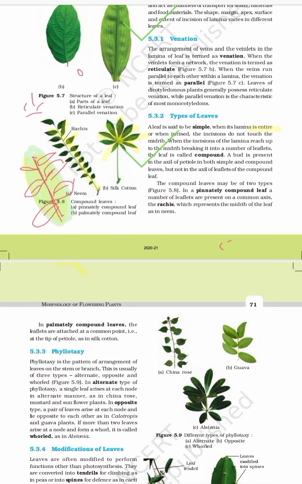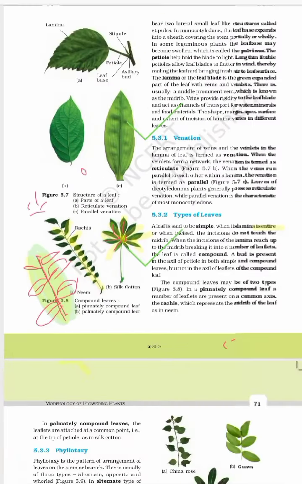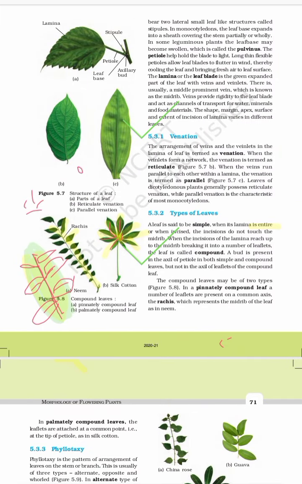In pinnate it is like this, as I've shown in neem, but in palmate you can see over here there is only one tip. In this one tip everything is attached. It is called palmate. Understood? So you can say that leaves are of two types, simple and compound. Compound are of two types, pinnate and palmate. So this is about the types of leaves.